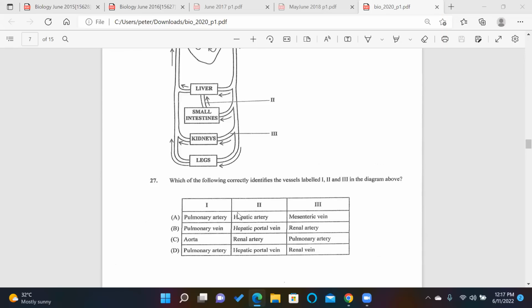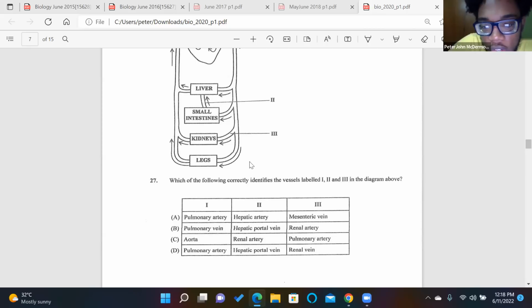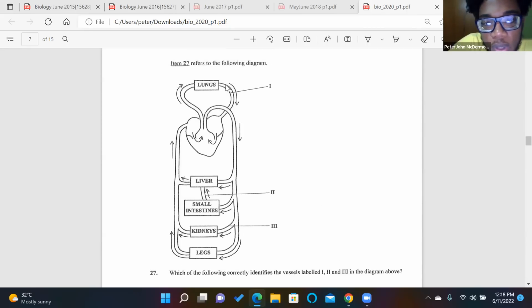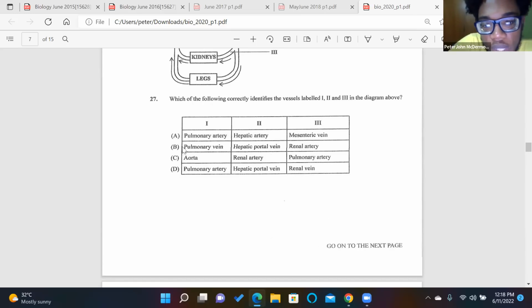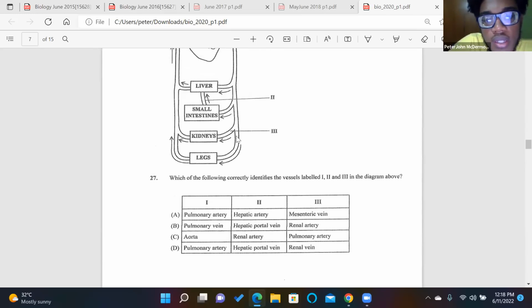Hepatic. Yeah, we're the hepatic portal vein. What are we for three? Renal. Yeah, but wouldn't we be the renal artery, not the renal vein? Oh yeah, no, we're the pulmonary vein. One is the pulmonary vein, guys. Remember, we were saying it's a pulmonary vein because it's leaving the lungs. So we're a pulmonary vein, hepatic portal vein, and the renal artery, right?